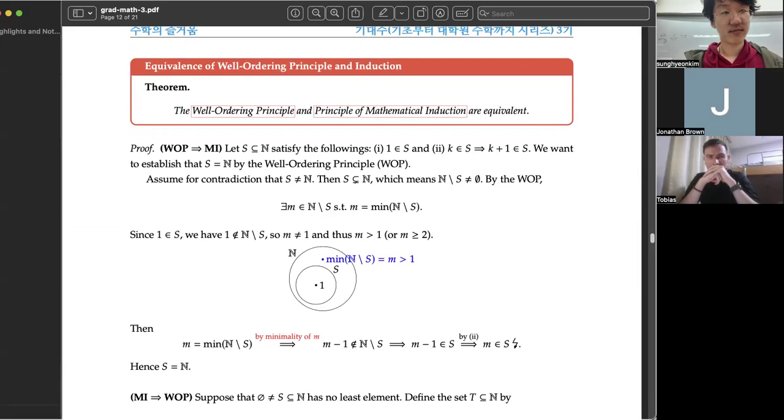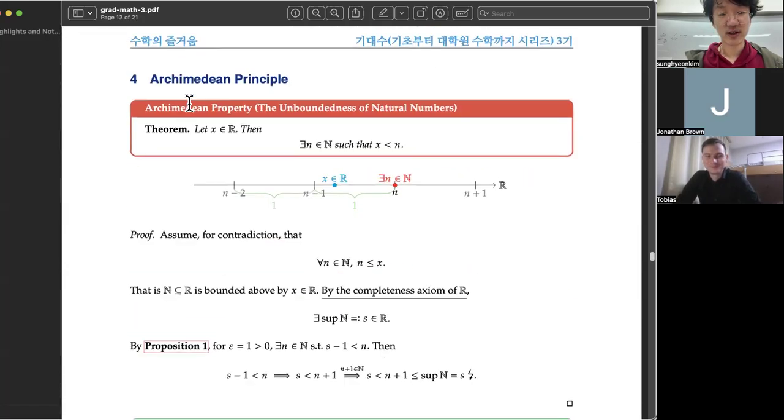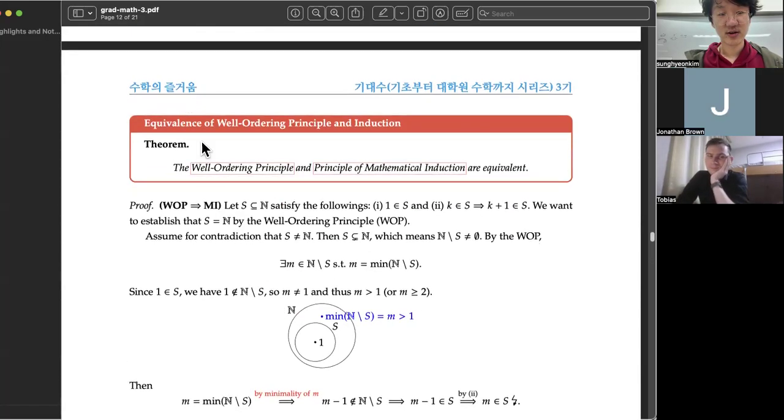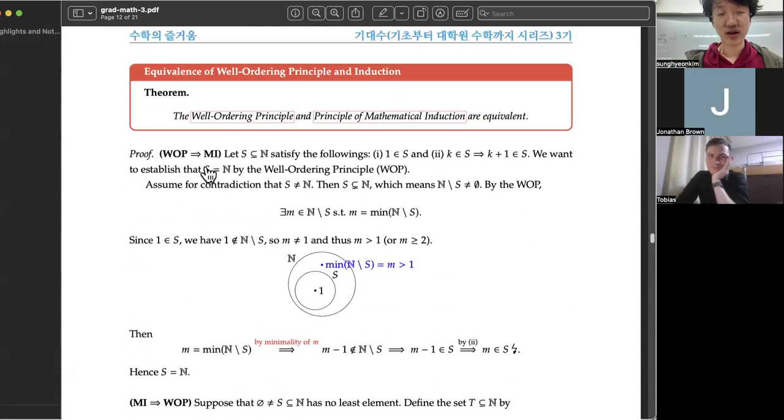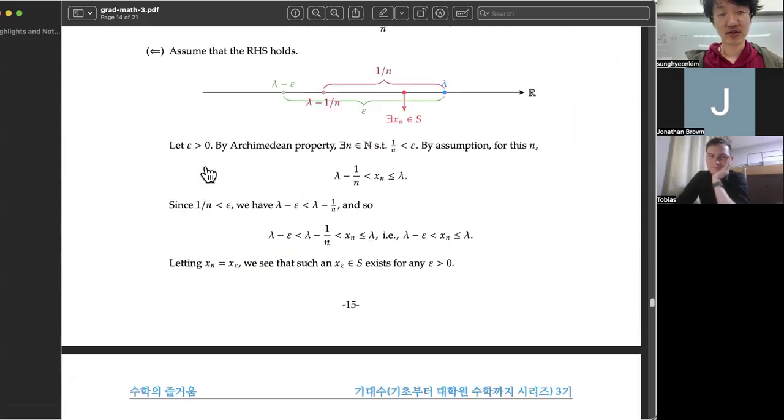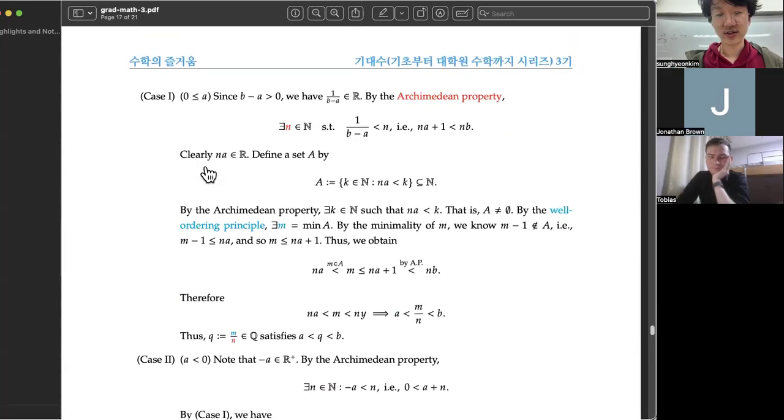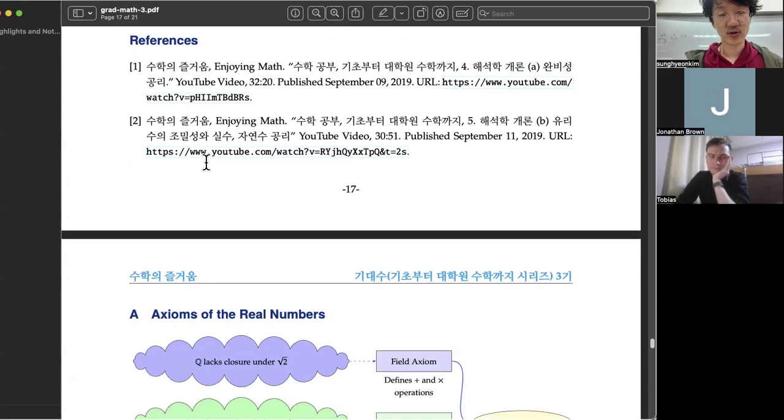Because time is almost 12, I will cut it here, and from next time we will talk about the equivalence of the well-ordering principle and induction, and the Archimedean principle. Is there any question from Tobias or Jonathan?